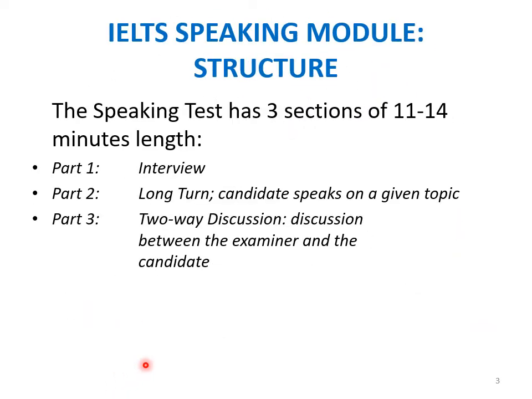Right, the first thing is the IELTS speaking module structure. You know that there are 3 parts, 3 sections, and the speaking time is 11 to 14 minutes. We have talked about the structure, the 3 parts, in my previous video as well, but here let us revise that. The first part is the interview. The second one is the long turn, where the candidate speaks on a given topic, and part 3 is a two-way discussion between the examiner and the candidate.